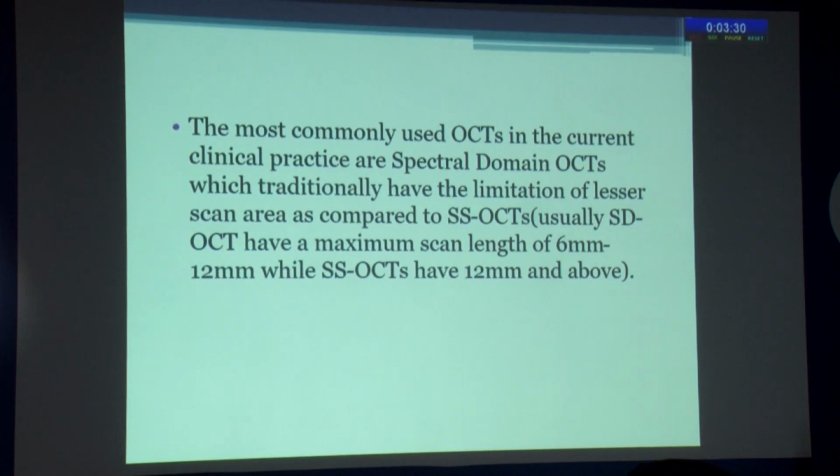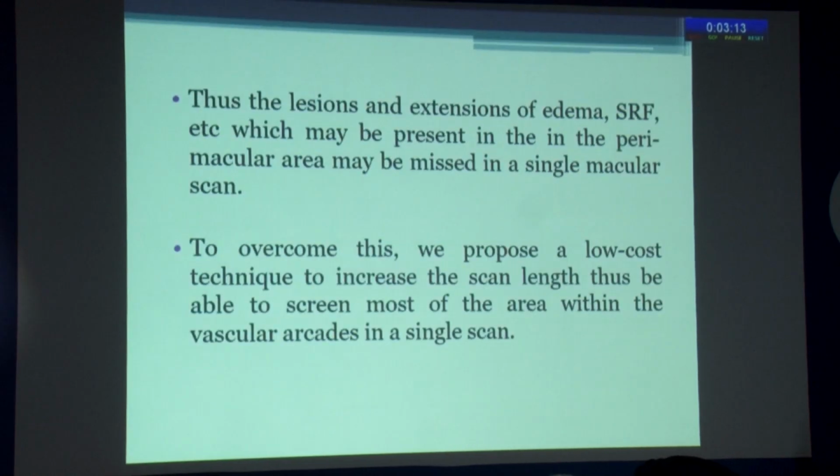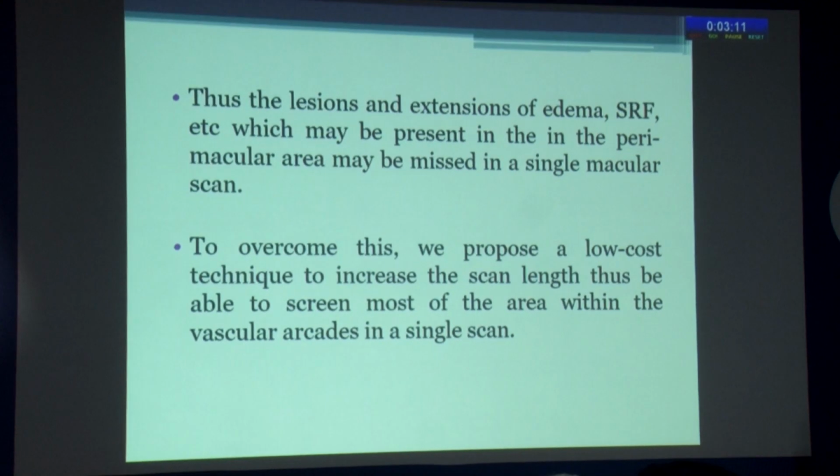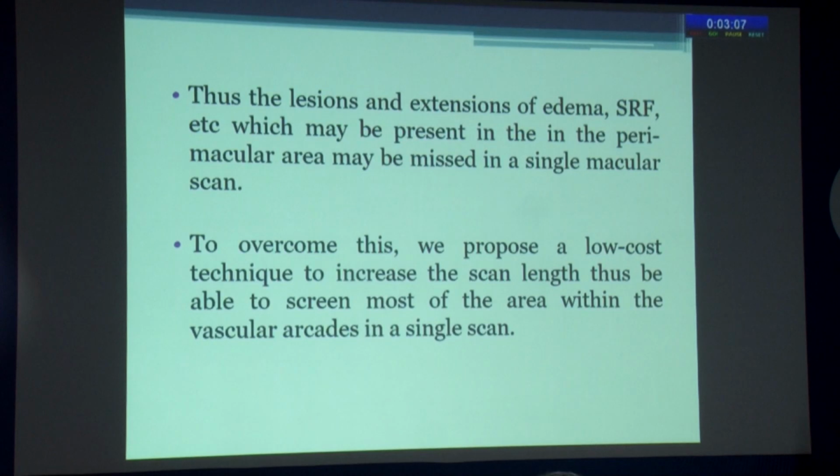The spectral domain OCTs had a very strong problem: only a 6 mm or a maximum of 9 mm scan area was there, while the newer OCTs can take scans up to 12 mm, and there are some wide field OCTs now which can take up to 18 mm. Thus, the extension of lesions and edema in spectral domain OCTs was very difficult to know. For example, in a huge CSR, the boundaries cannot be known in a single scan.